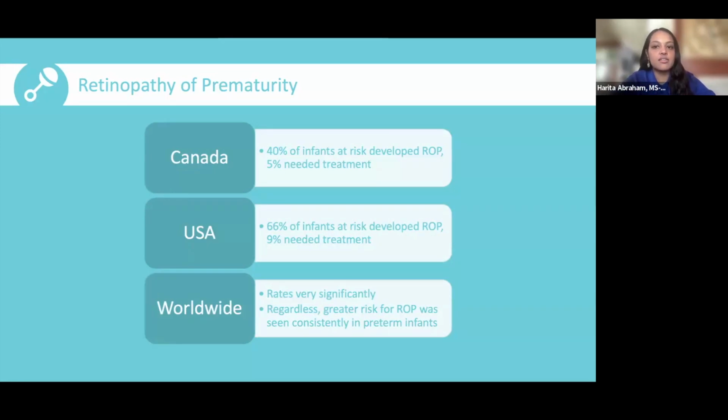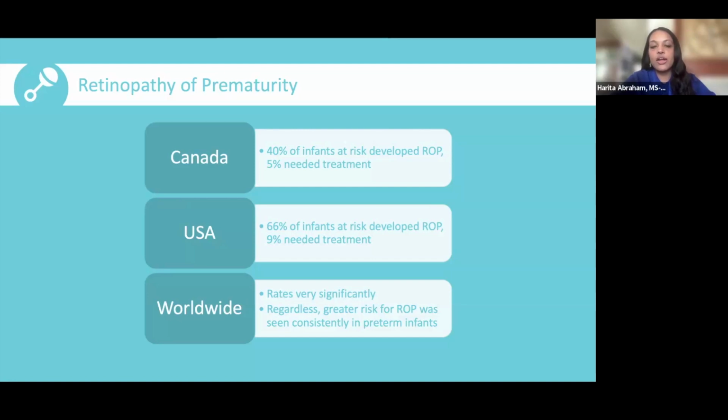So now I'm going to discuss some of the articles that were mentioned in this literature review. The author looked at infants in Canada. According to one study he looked at, about 40% of infants at risk for ROP developed ROP, and 5% needed treatment. And then he looked at a study in the USA that said that 66% of infants at risk for ROP developed ROP and 9% needed treatment.